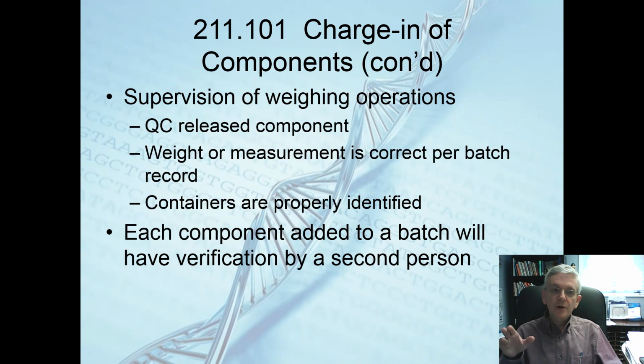Supervision of the weighing operations is performed. It has to be of QC released material. The weight measurement is correct per the batch record, and containers are properly identified. Each component added to a batch will have verification by a second person or by a mechanical means. Now, that is current cGMP.